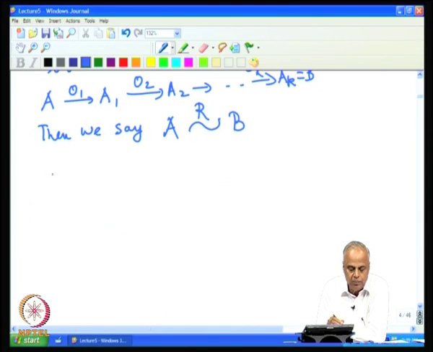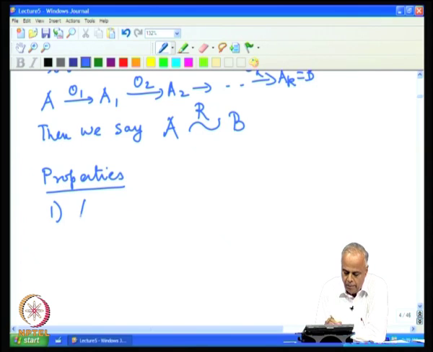The properties of row equivalence are very useful. One, every matrix is row equivalent to itself. This is called the reflexivity property.